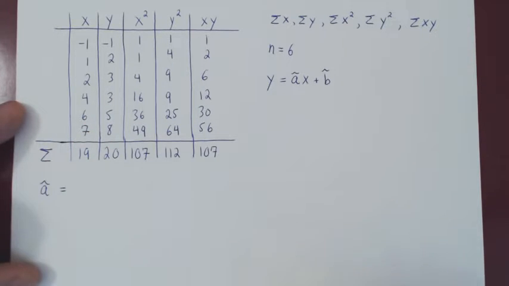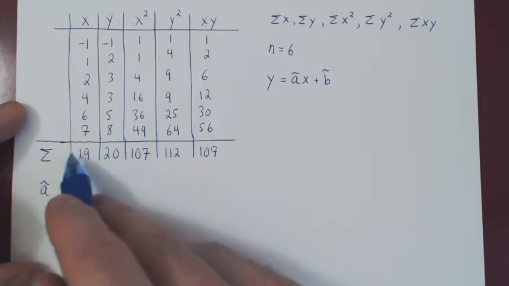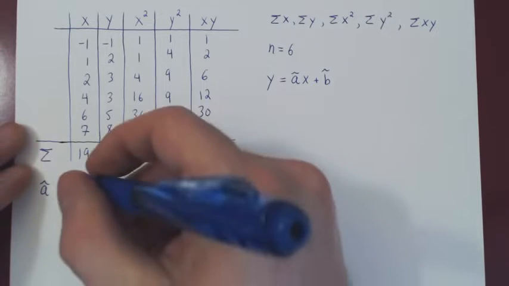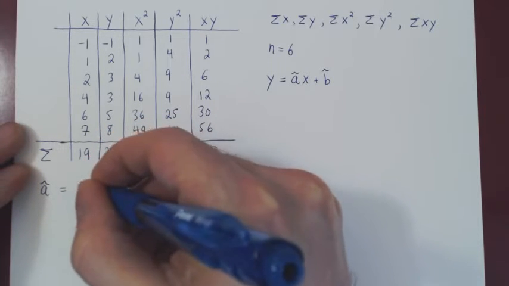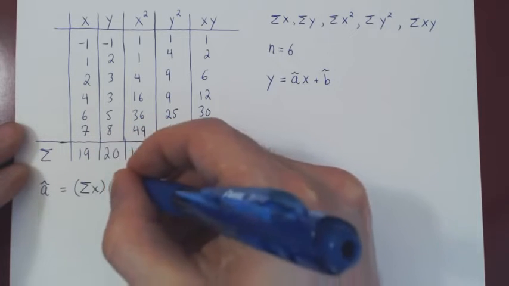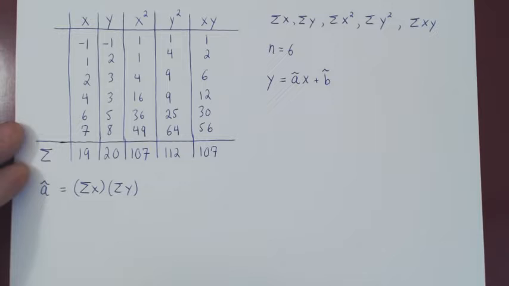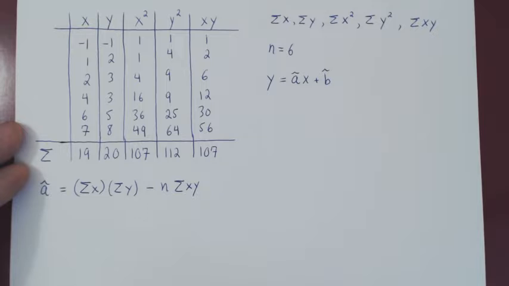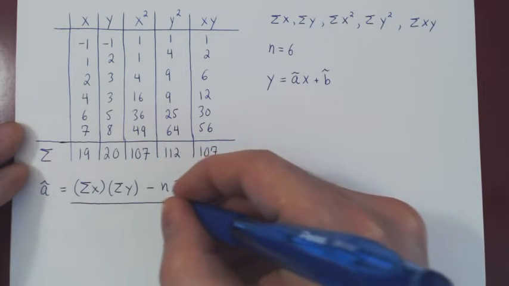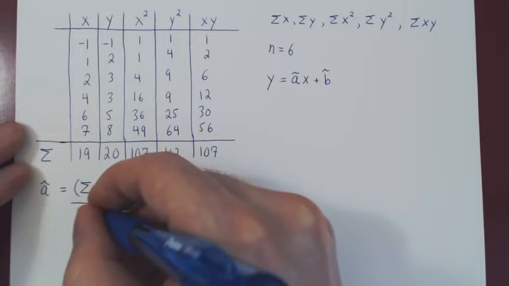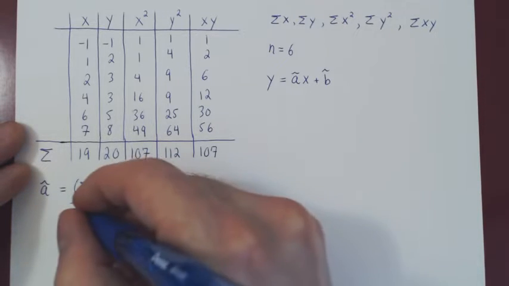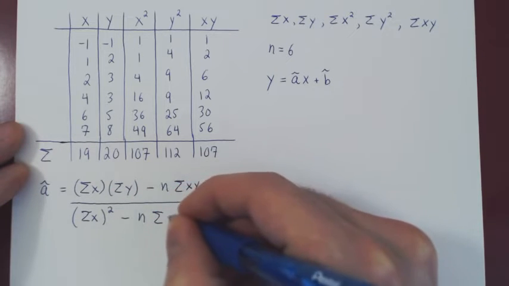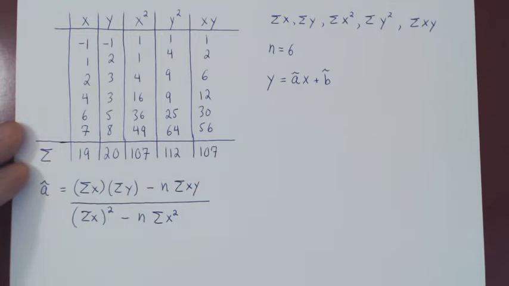Now here's the formula given as a function of all of our column totals and the number of data pairs. It's the sum of the x's times the sum of the y's minus n times the sum of the cross terms xy, and this is divided by the sum of the x's, but the whole summation squared, minus n times the summation of the individual x's squared.